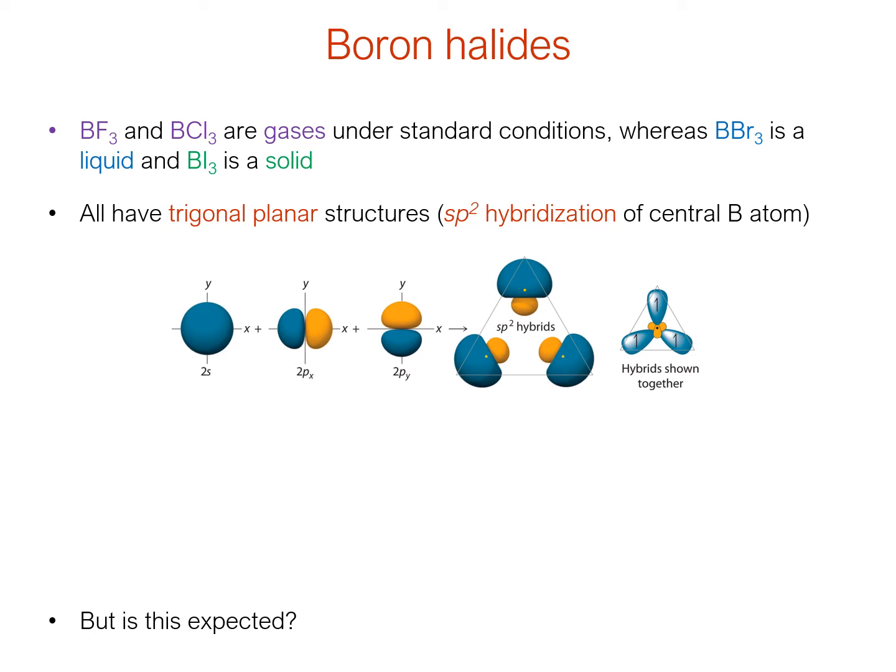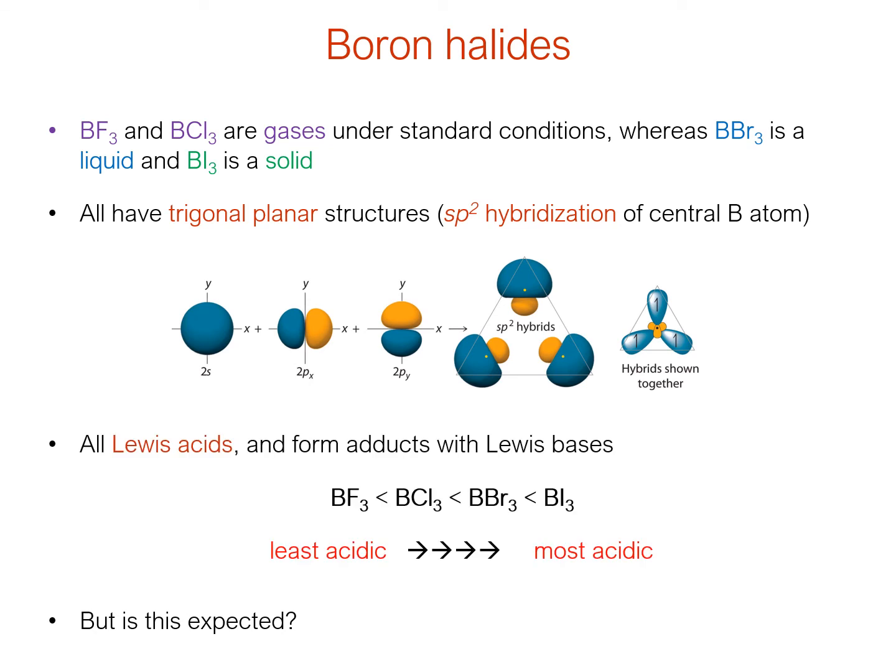So they've got sp2 hybridization, and we saw a few slides ago BF3, and that means it's got this empty pz orbital that can take in electrons and act as a Lewis acid. So all of these act as Lewis acids, and they'll form adducts with Lewis bases. However, as we go down the group, they become more acidic, so they're more likely to interact with a Lewis base and accept that electron pair. So is this expected? Well, let's look at why this trend occurs, which is more important.